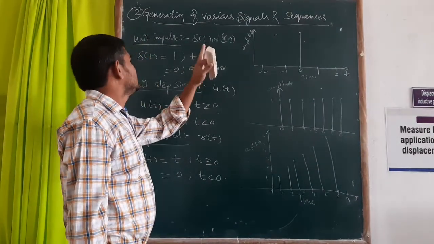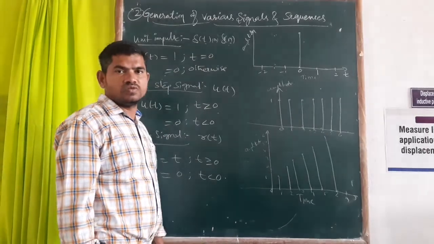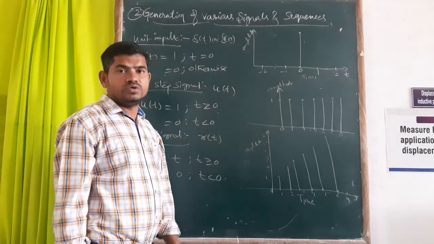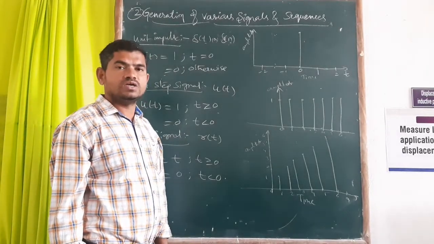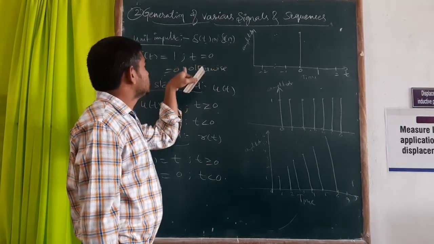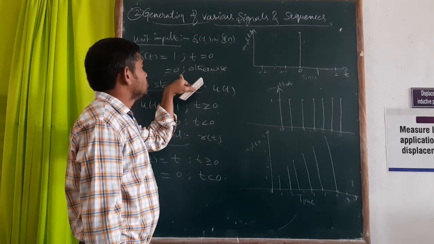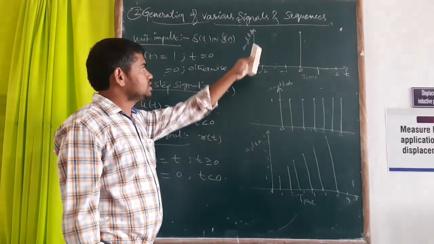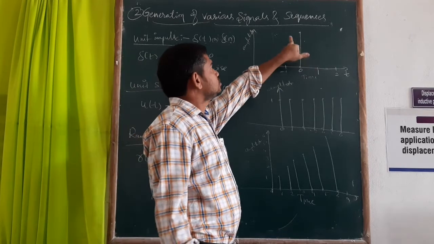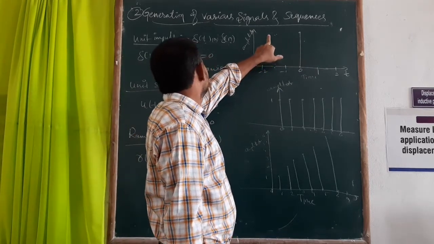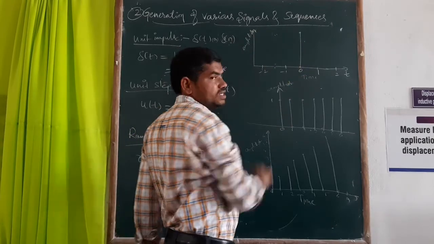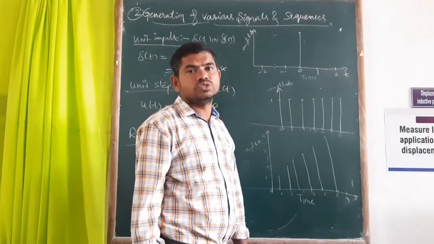Here del of t is equal to, what is the statement here? What is the unit impulse signal? Unit impulse signals are del of t or del of n. That is, del of t is equal to 1 where t is equal to 0, and equal to 0 otherwise. That means this is our unit impulse signal. In this unit impulse signal, the amplitude of the signal is 1, where at 0 only it is existing. That is the unit impulse signal.